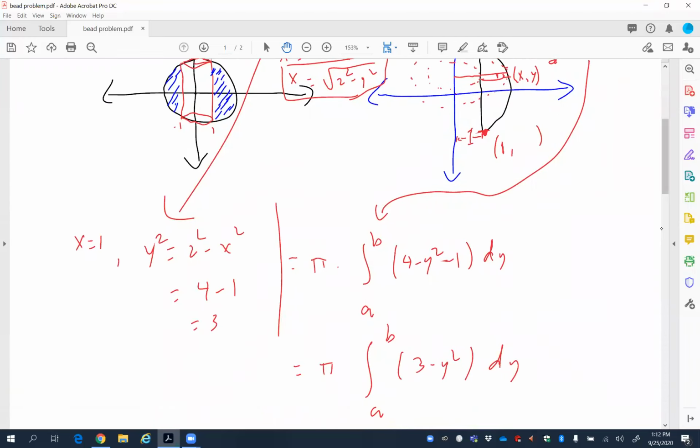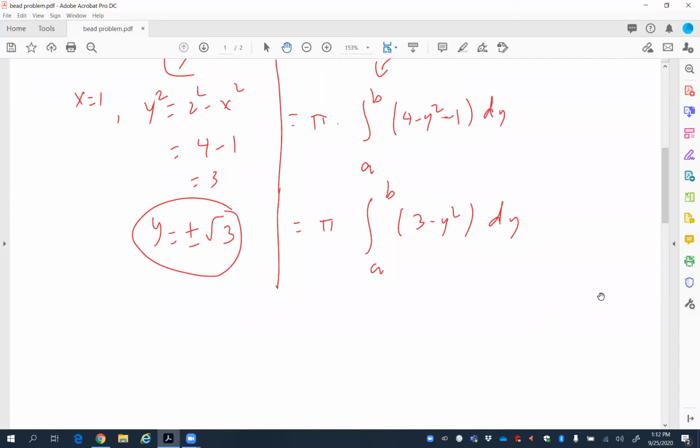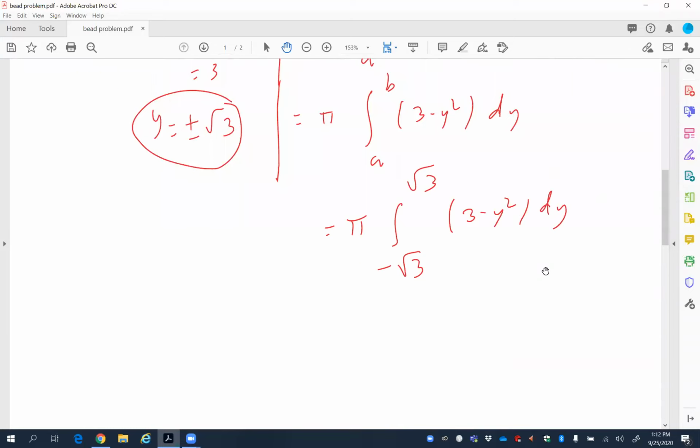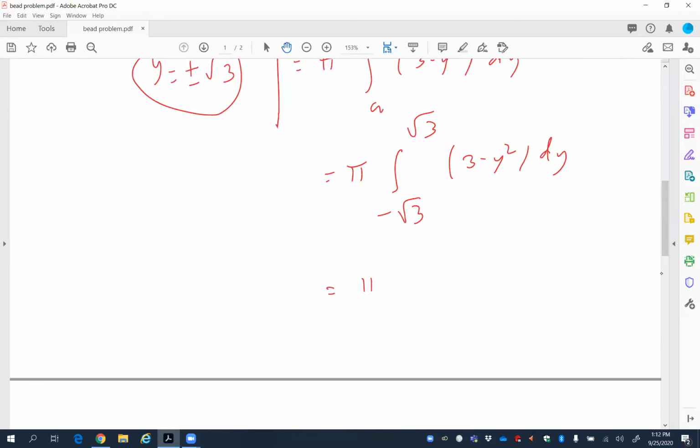So there are two y values when x is 1 on the sphere. Y would be plus and minus square root of 3. So the lower limit and upper limit would be from negative square root of 3 to positive square root of 3. So here it would be negative square root of 3 to positive square root of 3. If you try to integrate this one, then the integration would be 3y minus y cubed over 3 from negative square root of 3 to positive square root of 3.